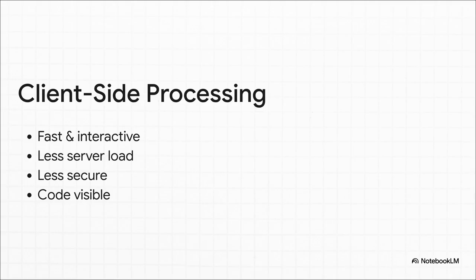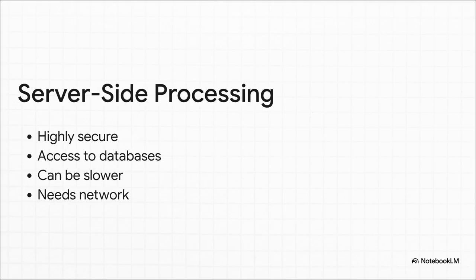But there is a fatal flaw here. The client is fundamentally untrusted. Since the code literally lives on the user's device, anyone can view it, change it, or just completely bypass it. You absolutely cannot trust the client with secrets. And that brings us to server-side processing. This is our trusted environment, the vault.